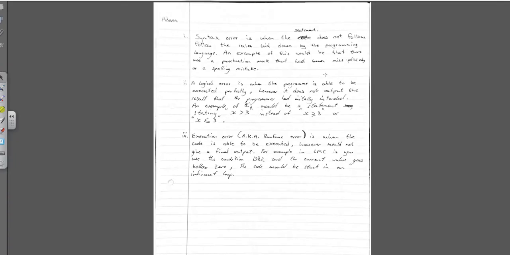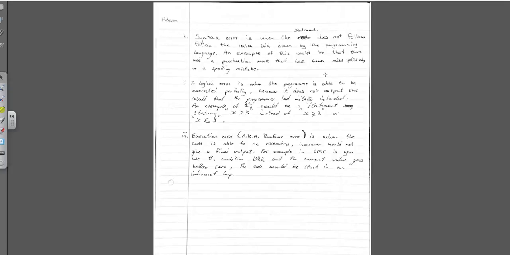Adam, the syntax error is when the statement does not follow the rules laid down by the programming language. An example of this would be that there was a punctuation mark that had been misplaced or a spelling mistake. Don't forget, the spelling mistakes are fine as long as you're consistent. I'll give you 3 marks for that.